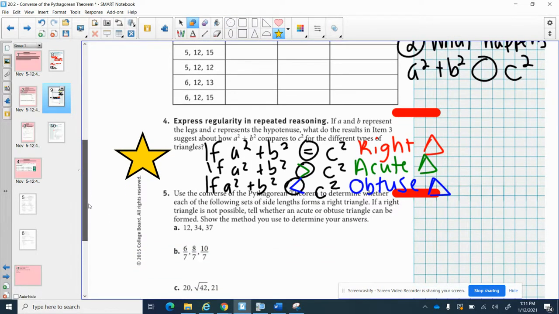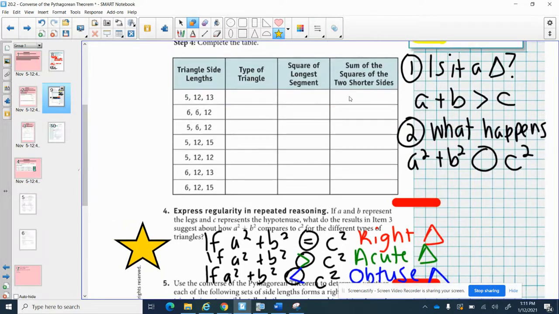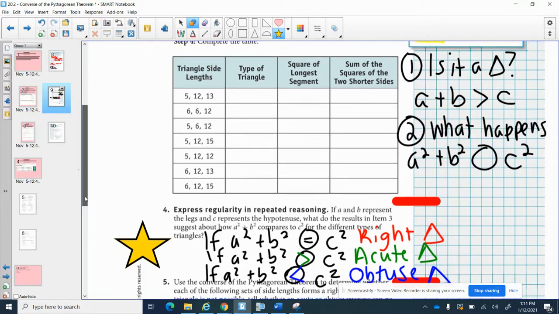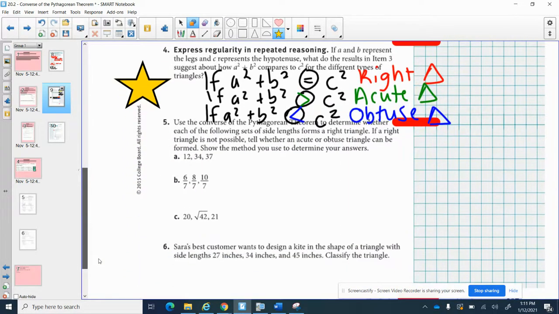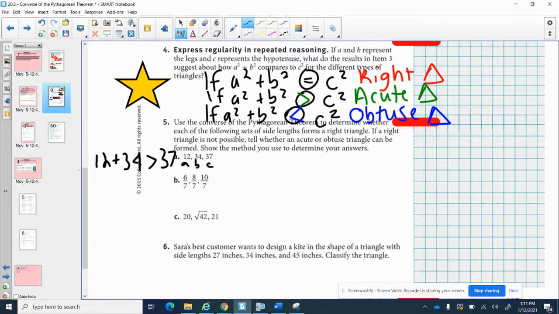Okay. So again, each time you first want to decide, is it even a triangle? And then we're looking at what happens when we square the sides of the triangles and add the two smallest together. Okay. So for instance, if we look here, first off, let's double check. Is this even a triangle? So are the two smaller sides, which we're going to call A and B, 12 plus 34, is that bigger than 37?